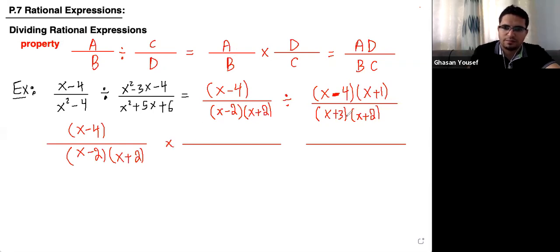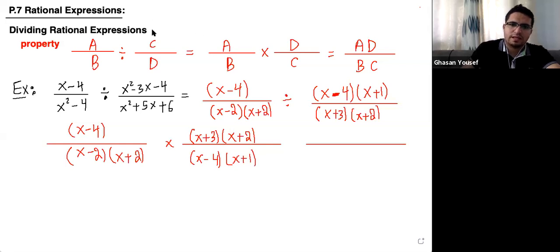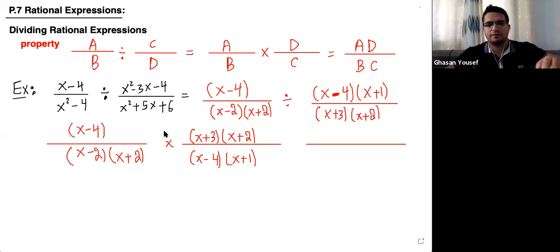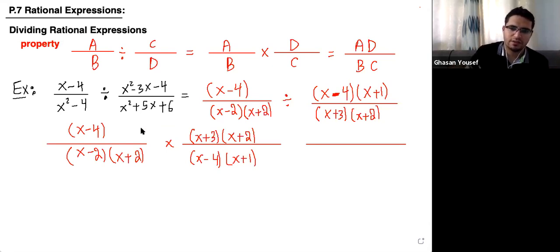Now we have to flip these things. The numerator goes to move down, and the denominator move up. So now I can get x plus 3, x plus 2, and this is down, x minus 4, x plus 1. Now we can cancel whatever the common factor between the numerator and the denominator.